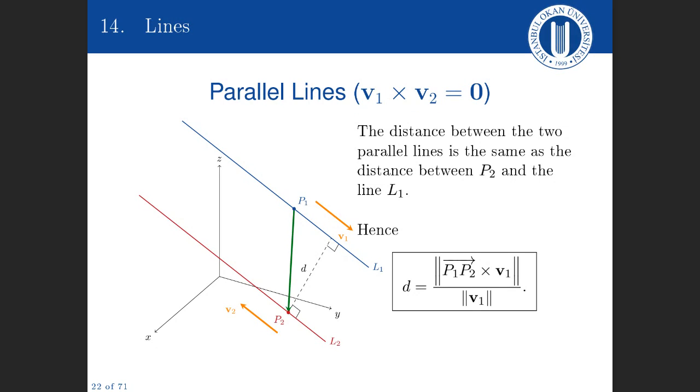Slightly modified, the distance between two parallel lines is the norm of the vector P1, P2, cross the vector V1, divided by the norm of the vector V1. And of course, we don't have to use the vector V1 if we wanted to. We could use the vector V2, as long as we use the same vector on the top and on the bottom. We could use V2 on the top and V2 on the bottom if we wanted to. We'll do an example using this later.